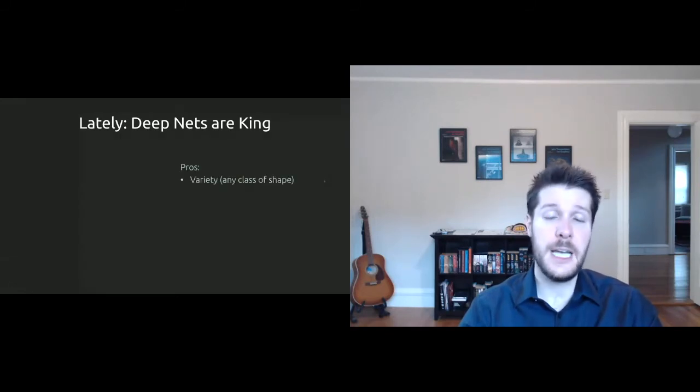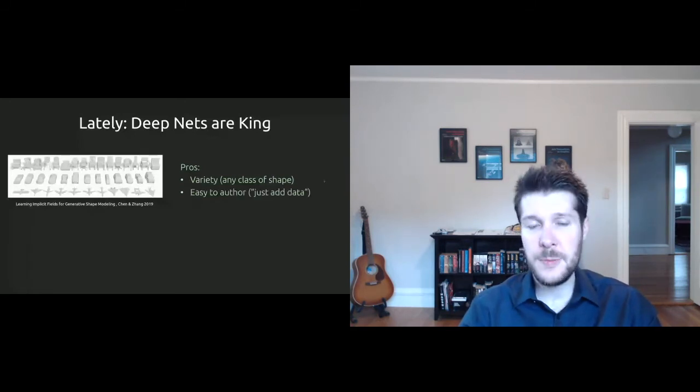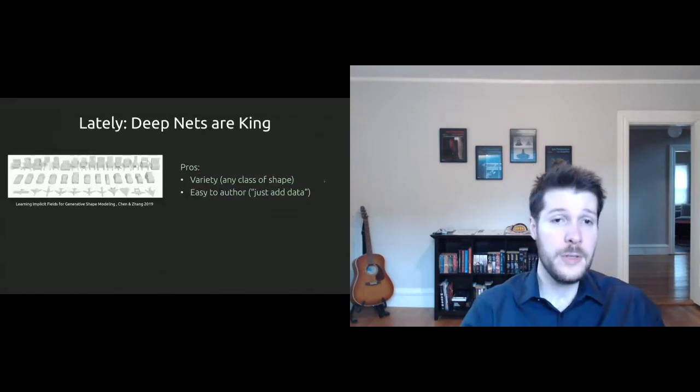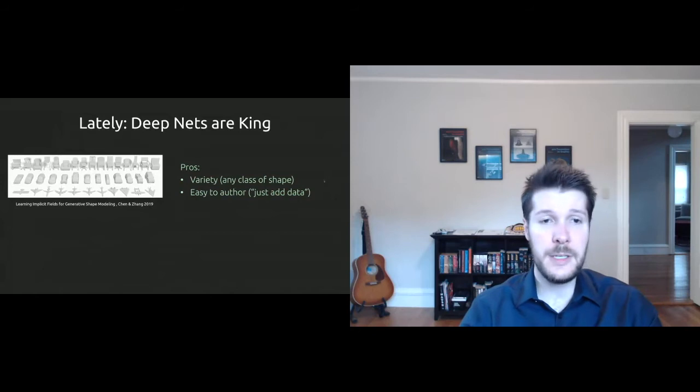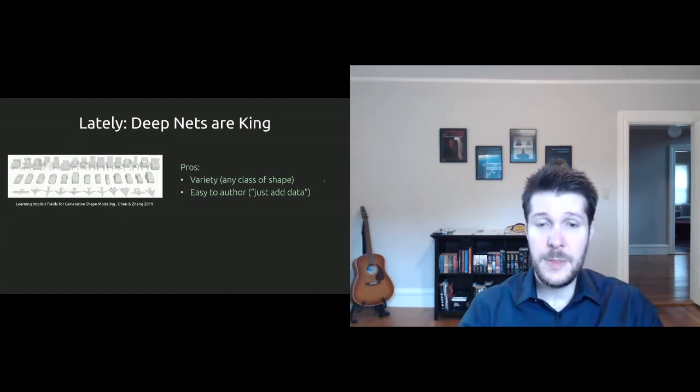And there are a lot of compelling reasons to use these. It's very easy to capture variety. Essentially, any class of shape, in theory, can be represented by one of these networks. And they're easy to author in the sense that once someone has provided you the network architecture, the way you author a new generative model of a particular type of object is you just add data. You just give it examples, and it takes care of the rest. But of course, there's no free lunch, and there's plenty of disadvantages as well. The main obvious one is that there can be very inconsistent output quality.